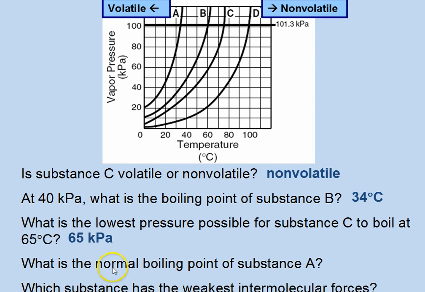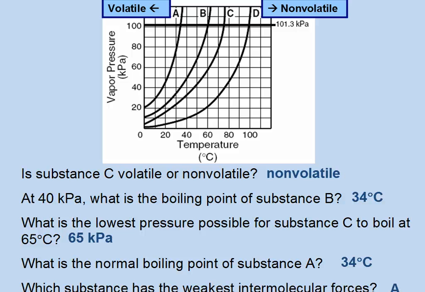We talked about normal boiling point back with our phase diagrams. Normal is referring to a pressure of 1 atmosphere. Because our graph is in kPa, that's 101.3. So we're going to find that normal pressure where it crosses curve A, and then we will go down to get the temperature. And I said that one was around 34 degrees as well. Again, you might have thought a little bit less or a little more. And the final question, which substance has the weakest intermolecular forces? That's going to be our more volatile substance. So that would be substance A.